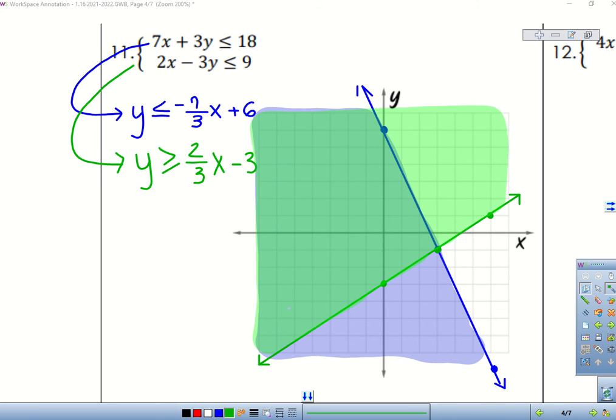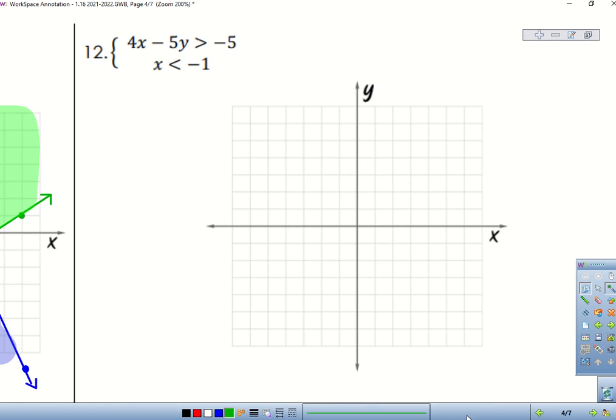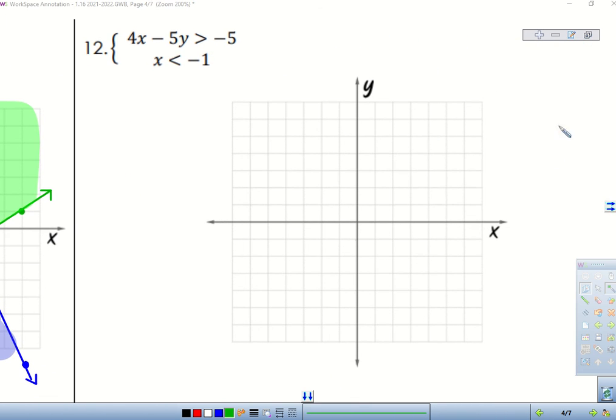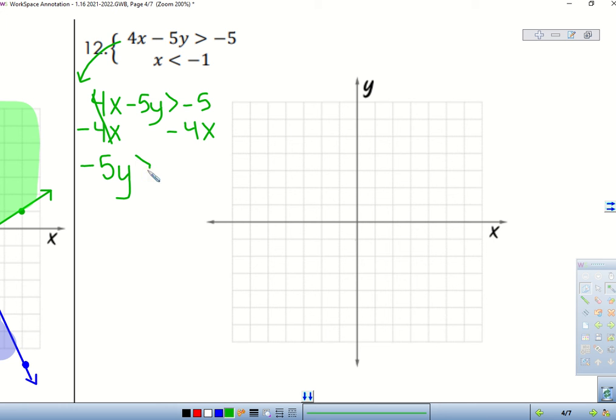Alright. How's everyone feel with number 11? Pretty good? Alright. So the next one, we're going to need to obtain slope-intercept form for this. So to do that, I would subtract 4x on both sides. That's going to give me -5y is greater than -4x minus 5. Divide both sides by -5.